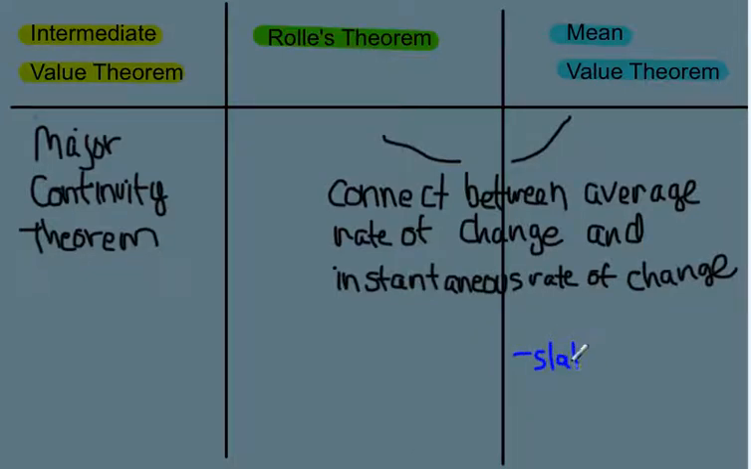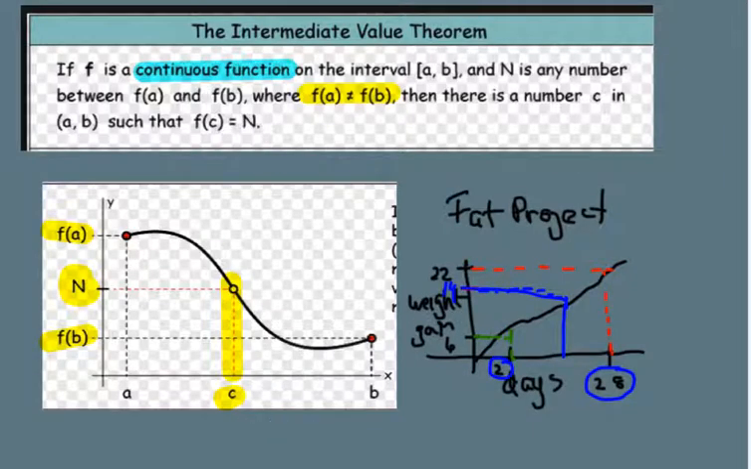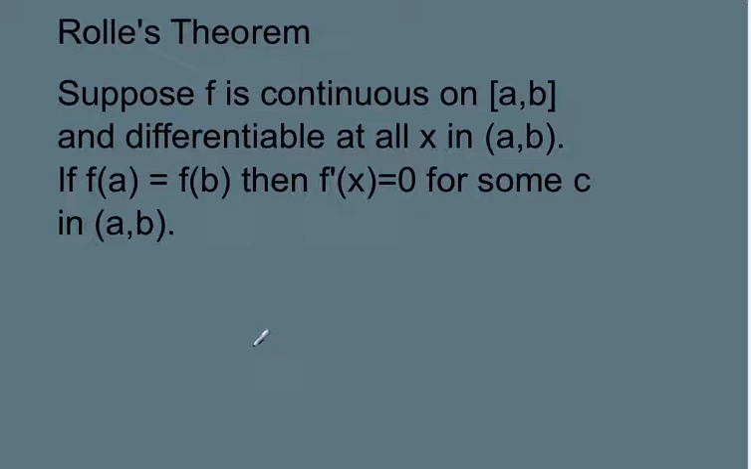It's a slanted version of Rolle's theorem. Okay, so I'll explain Rolle's theorem, and then we're simply going to add a slant to the problem, and the same thing for Rolle's theorem will apply for the mean value theorem. Okay, so we went through the intermediate value theorem. Now let's look at Rolle's theorem.